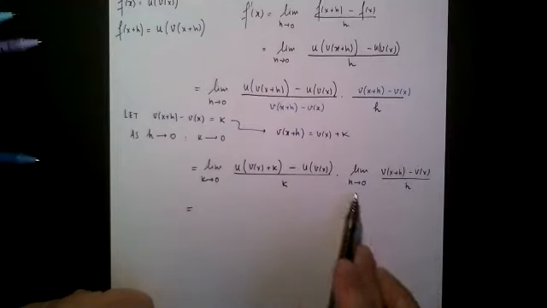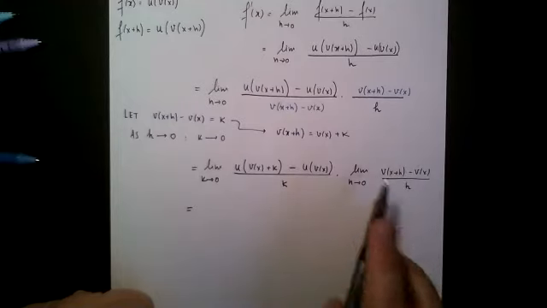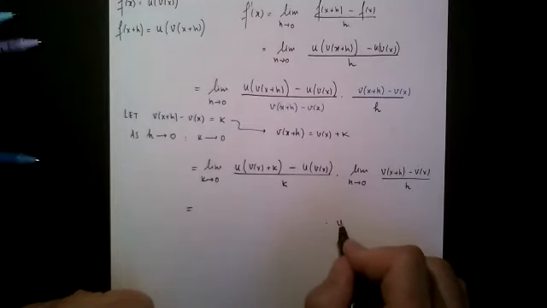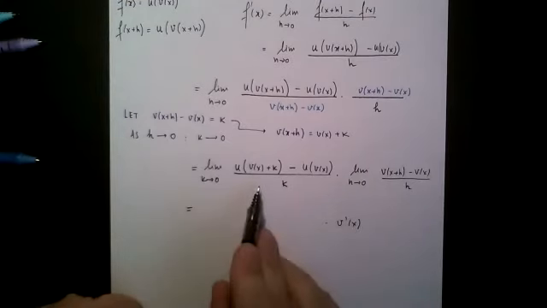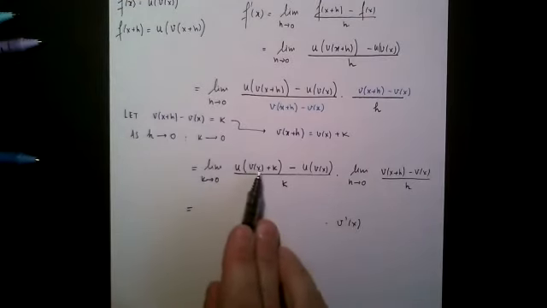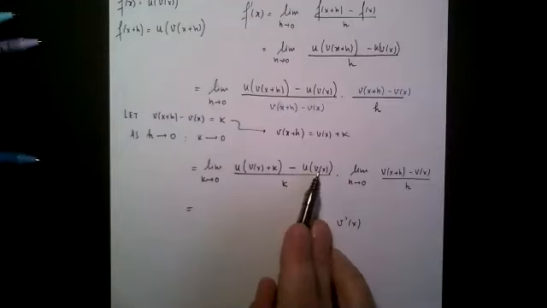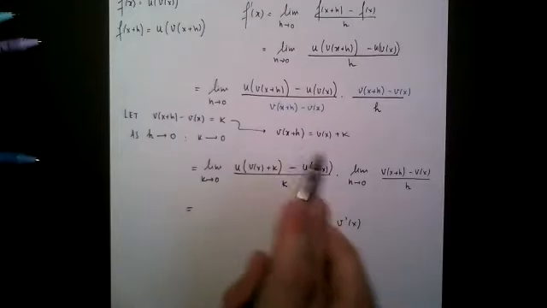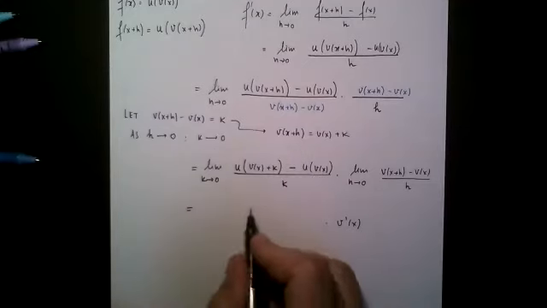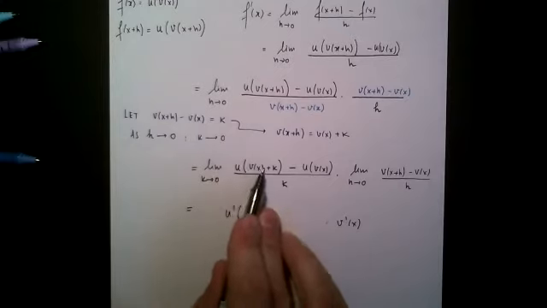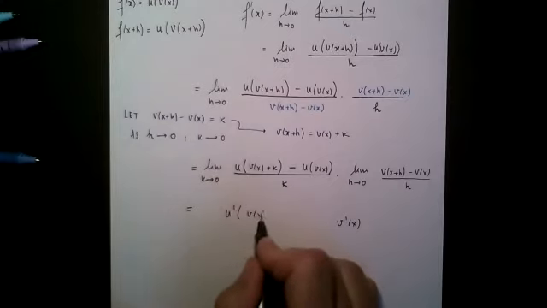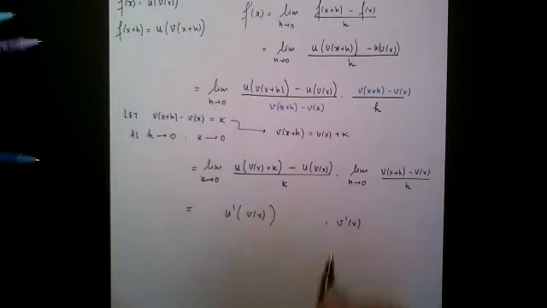Okay, so this term is pretty straightforward. This is equal to V prime of X. And this is what? Well, U of something plus K minus U of that thing over K. Well, this looks like a derivative as well. So this is equal to U prime of, well, of this here, which is V of X. And that's it, I'm done. That's what I needed to prove.